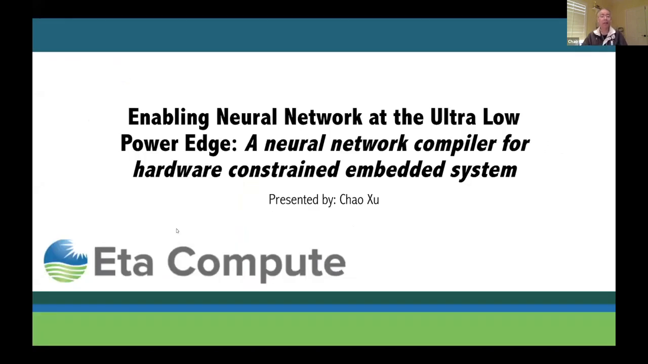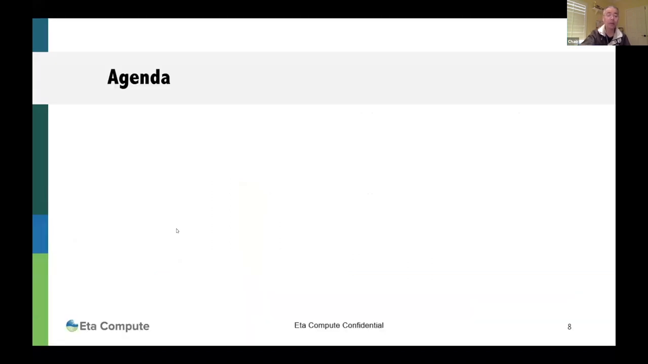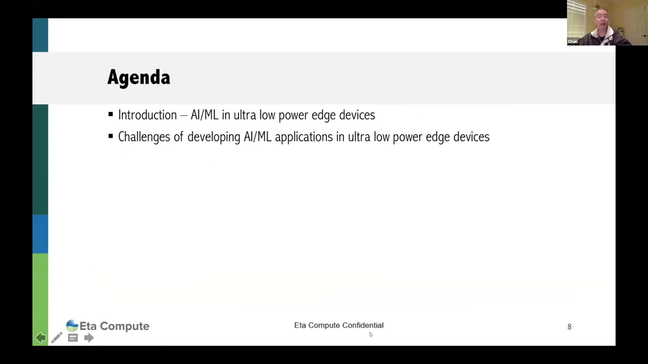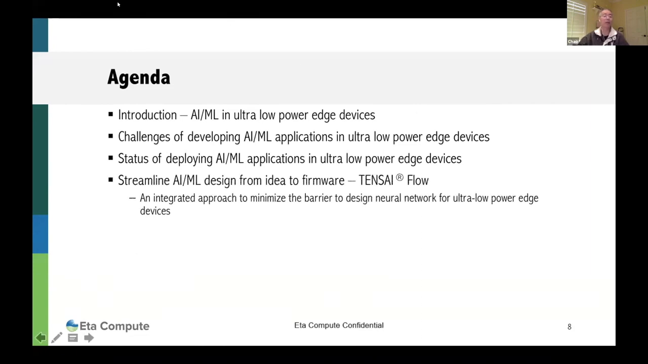So today, my topic is Enabling Neural Network at the Ultra-Low Power Edge, a neural network compiler for hardware-constrained embedded systems. My name is Chao Xu, and I'm from Eta Compute. Here's a brief agenda. I will start with an introduction, followed by the challenges of developing AI machine learning applications on ultra low power edge devices. Then I'll talk about the current status of deploying these types of applications. Finally, I'm going to focus on an integrated approach to minimize the barrier to designing neural networks for these devices, which streamlines AI machine learning design from idea to firmware.